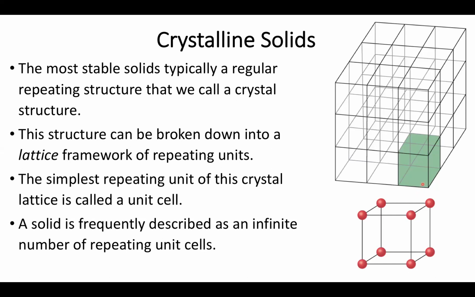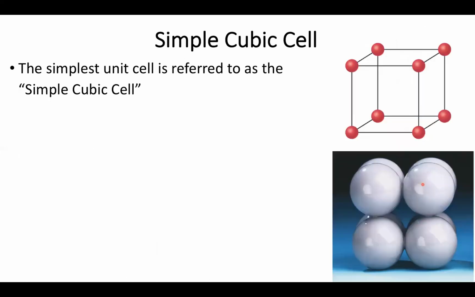So ones where the repeating unit forms a nice square. These are called cubic structures. The simplest of these unit cells is called a simple cubic cell. You can see the reason why it's a cube because, well, it's a cube. And it's simple because all we have is one atom at every single corner.